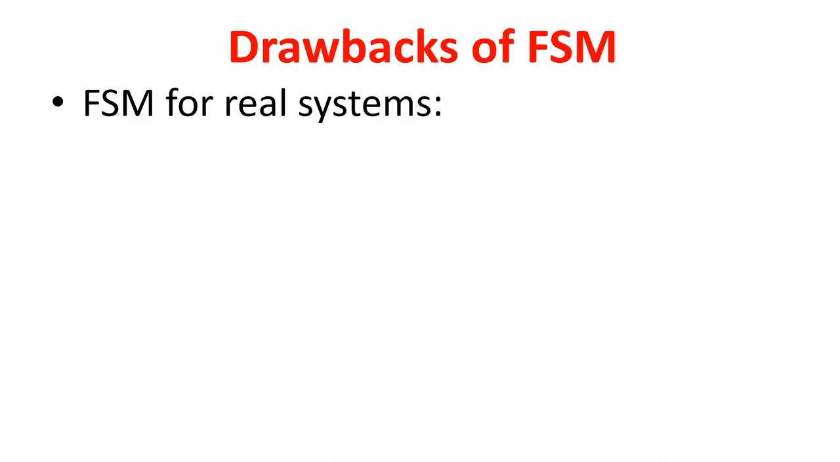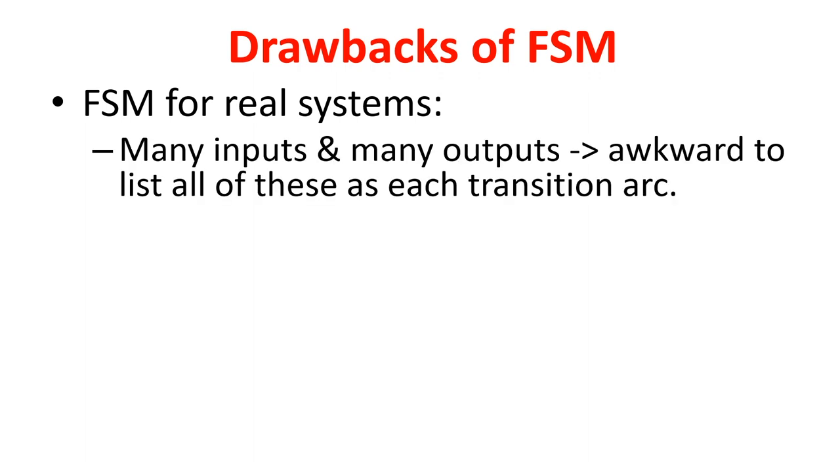First let's discuss the drawbacks of finite state machines. FSM for smaller examples is fine. Whenever a lot of data is involved in a digital system, particularly a sequential system, it is very difficult to model using FSM. Let us see how. Whenever there are many inputs and many outputs, it is awkward to list all of the edge transition arcs in an FSM. This is one reason.